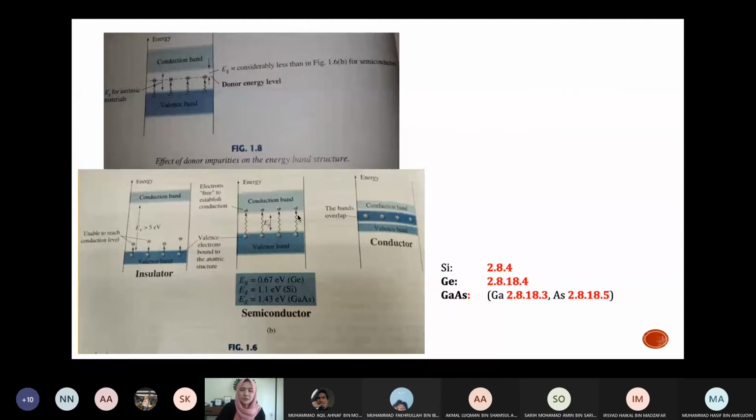Okay, so if you look at here, the energy needed for germanium to reach the conduction band is 0.67 and gallium arsenide is 1.43 electron volt. So can anyone answer which of these materials has the highest sensitivity? Between germanium, silicon, and gallium arsenide, which one has the highest sensitivity? Can anyone answer?